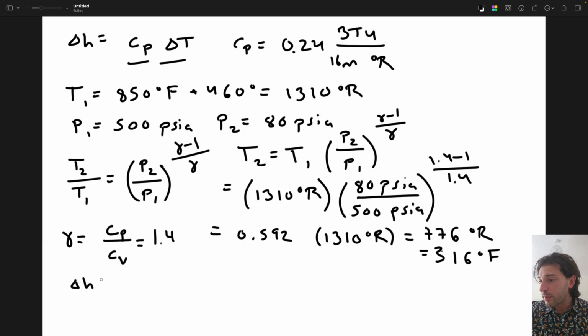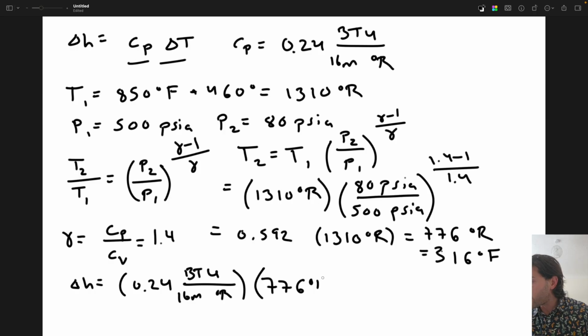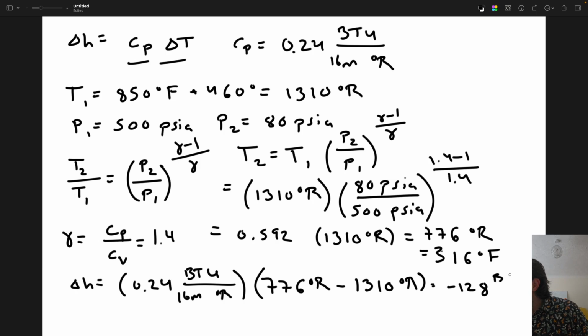Our change in enthalpy is going to be 0.24. Make sure to keep our units consistent. And we have our final temperature, which is 776 degrees Rankine, minus our initial temperature, which is 1,310 degrees Rankine. Plugging this in, we get a value of negative 128 BTU per pound mass because the units of Rankine cancel out.